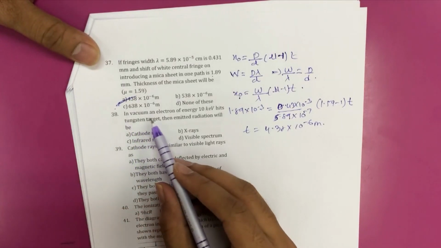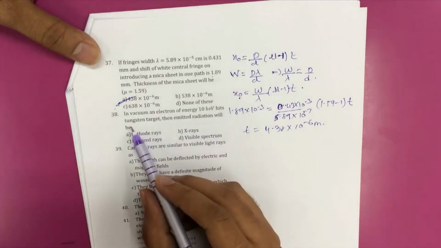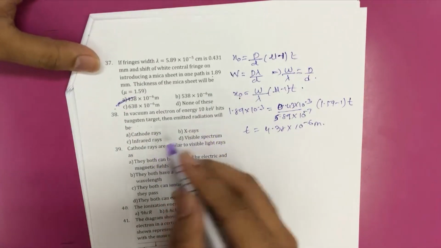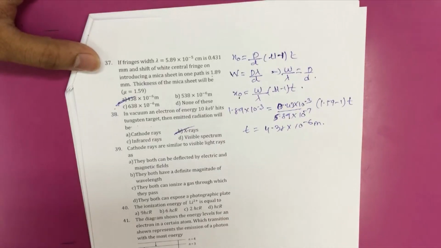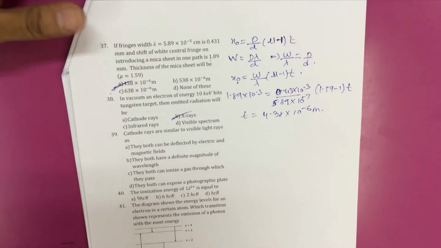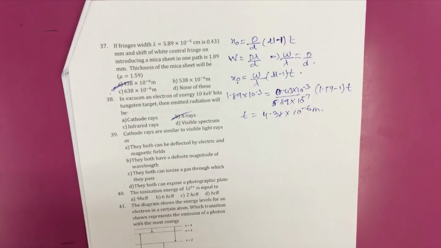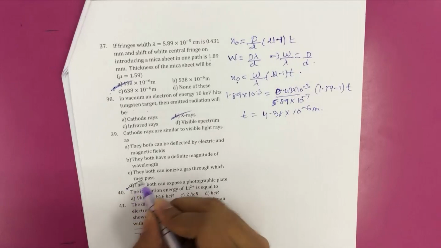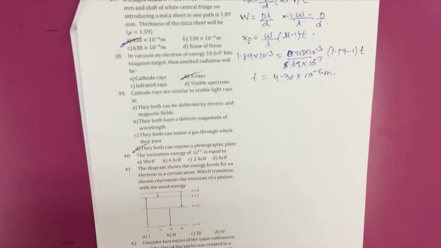Question 38. In vacuum, an electron of energy 30 keV hits a tungsten target, then the emitted radiation will be X-rays. Question 39. Cathode rays are similar to visible light rays as. Option A, they both can be deflected by electric and magnetic fields. Option B, they both have a definite magnitude of wavelength. Option C, they both can ionize a gas through which they pass. And option D, they both can expose a photographic plate. Actually, the correct answer is option D. They both can expose a photographic plate.